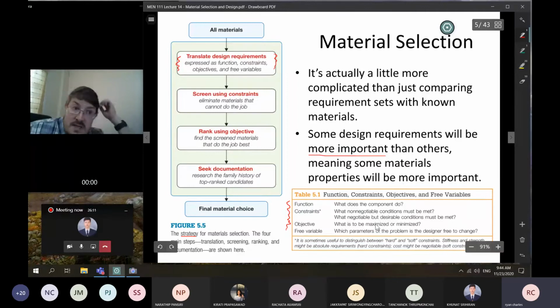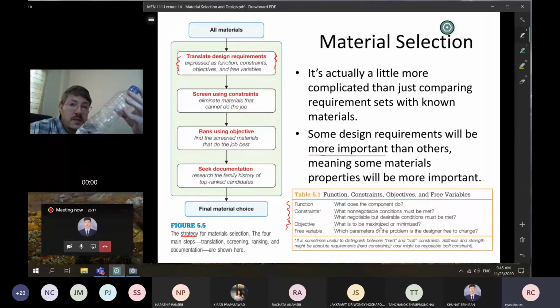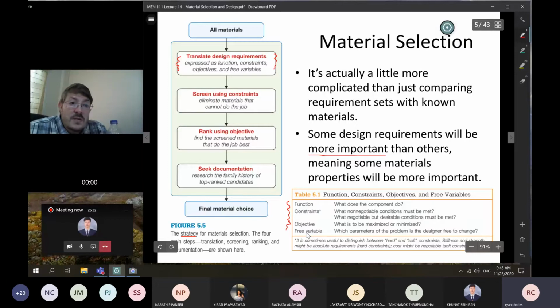Objective, what has to be maximized or minimized, right? For this to hold liquid, right, it can't be porous. We'd want to minimize porosity, for example, right? If this was porous and it dripped, that's no good. We want to minimize porosity, right? We have something to minimize or maximize, perhaps. And free variables, what parameters can we change freely? And it's not really going to do much, right?